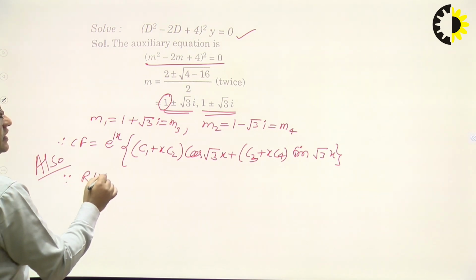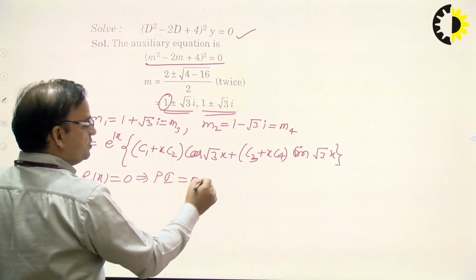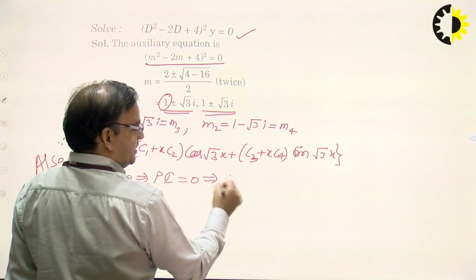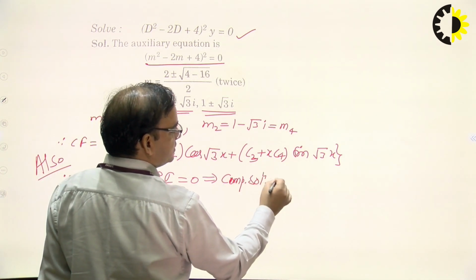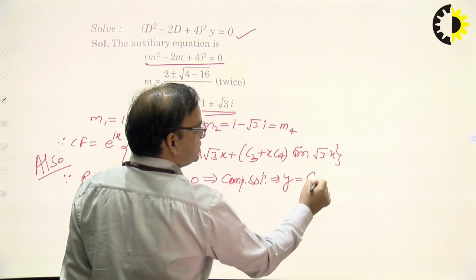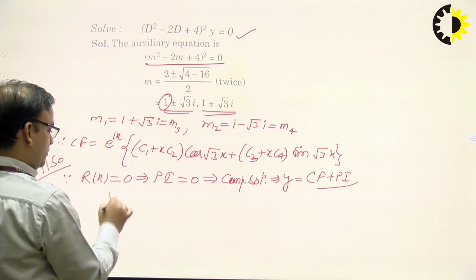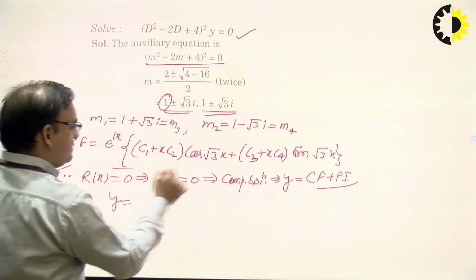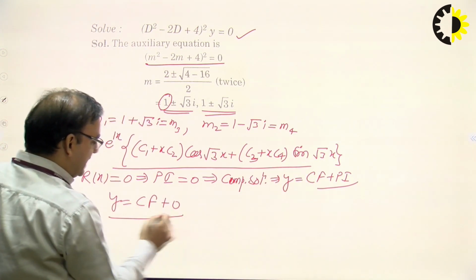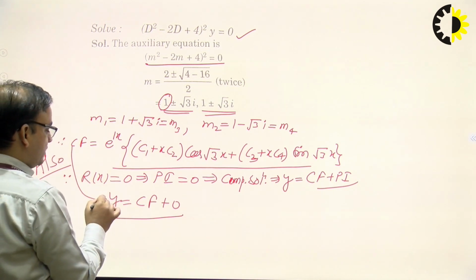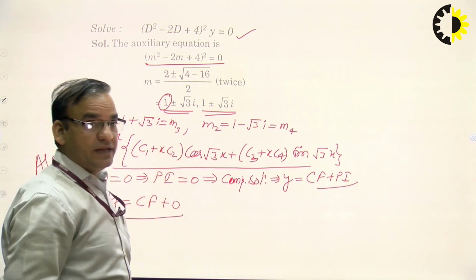Because Rx is not available here, the PI is equal to 0. Therefore, the complete solution is y is equal to CF plus PI, that is, y is equal to the given CF plus 0. So if we write this CF here, we will get the complete and general solution.